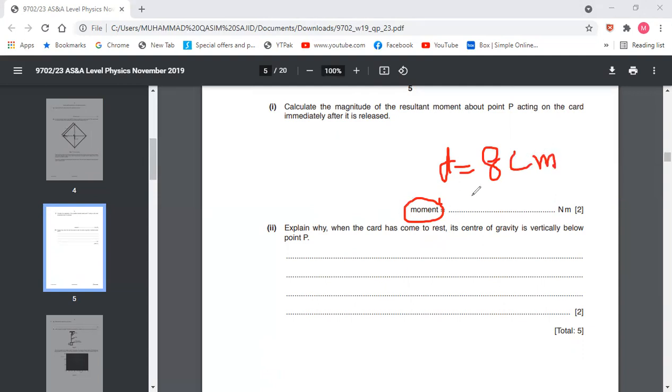Moment equals force into displacement. So what about the force? The force value given to me is 0.15, multiplied by 8 centimeter, that is 8 into 10 raised to power minus 2 meter. So this moment must be equal to 1.2 into 10 raised to power minus 2 newton meter.